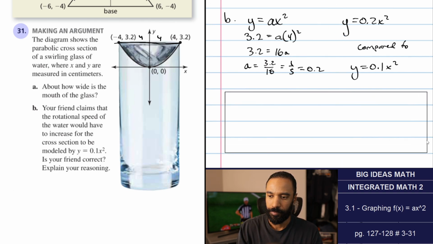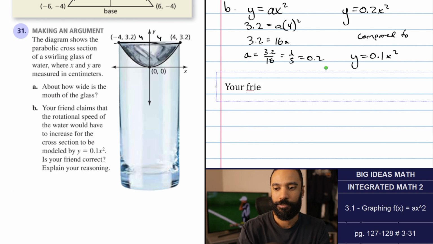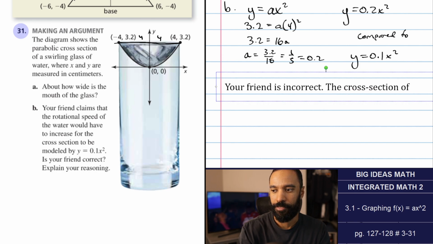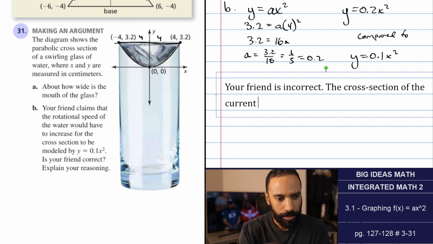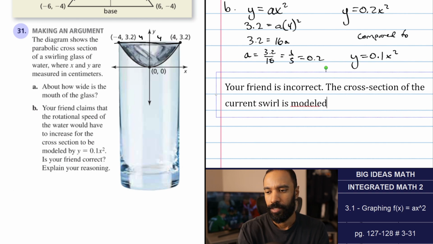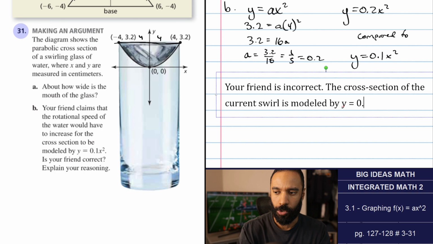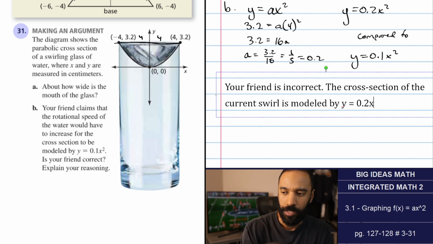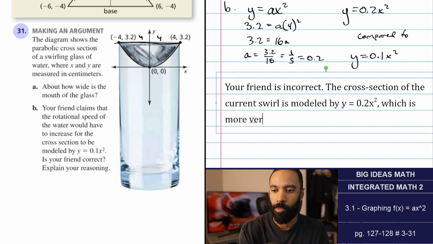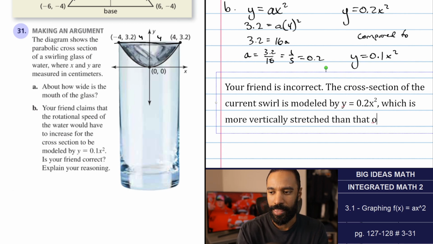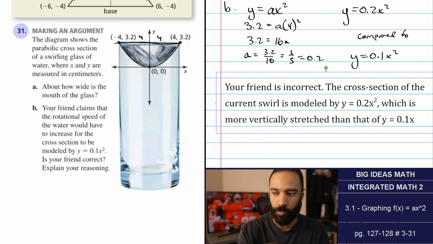So I'll try and explain it through typing. Your friend is incorrect. The cross-section of the current model, of the current swirl, is modeled by y equals 0.2x squared, which is more vertically stretched than that of y equals 0.1x squared.